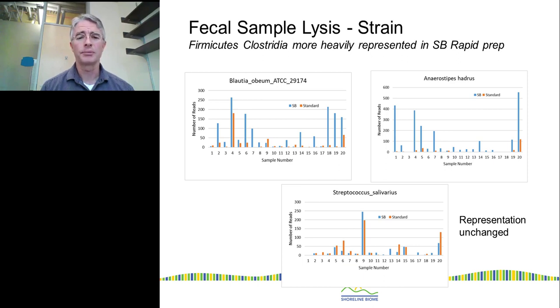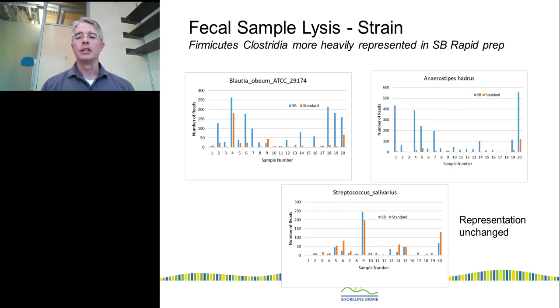The Clostridia I'm showing up top, the Blautia and the Hadrus, those two, what you see for most of the samples that we ran is that they're heavily underrepresented in the standard prep, and the representation goes way up with the Shoreline Biome rapid prep. That's especially true with the Hadrus and microbes of that type. But there are a number of them, like Streptococcus, that are equally represented regardless of the method, and that's exactly what you'd expect. Easily lysed organisms should appear in both lysis techniques, and they do.